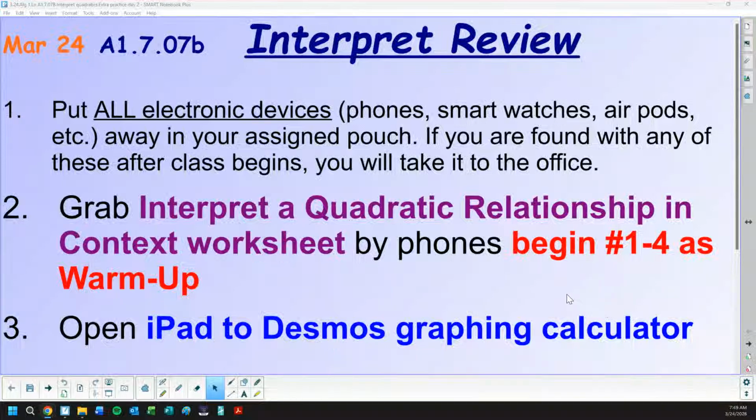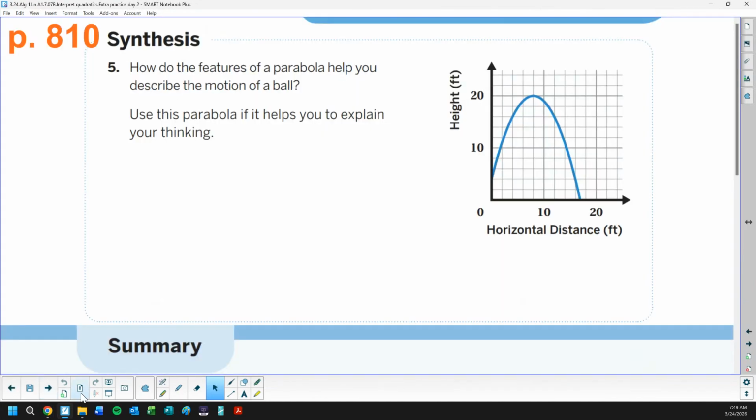Hello all, Mr. Callen here to help you on March 24th with our lesson 7.07b, Interpreting Review. You should have grabbed the Interpret a Quadratic Relationship in Context worksheet, and we're going to go ahead and start.